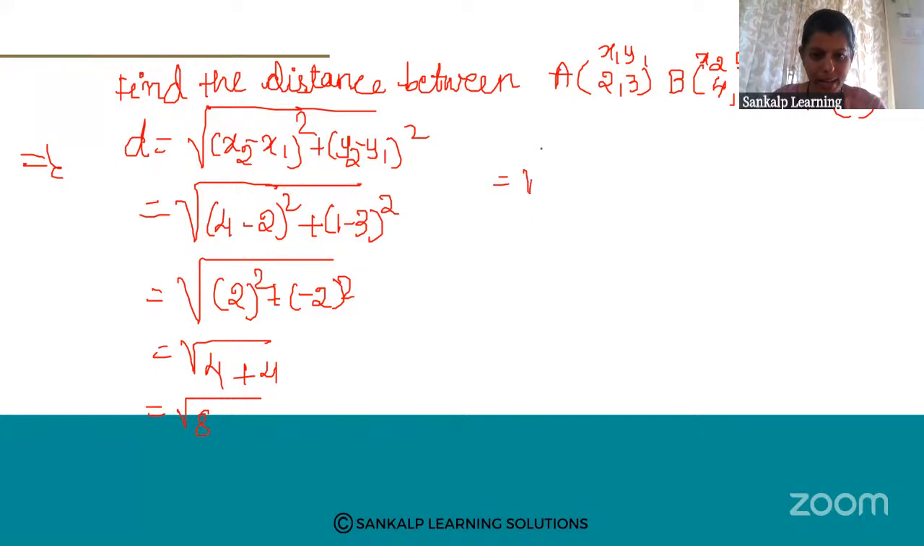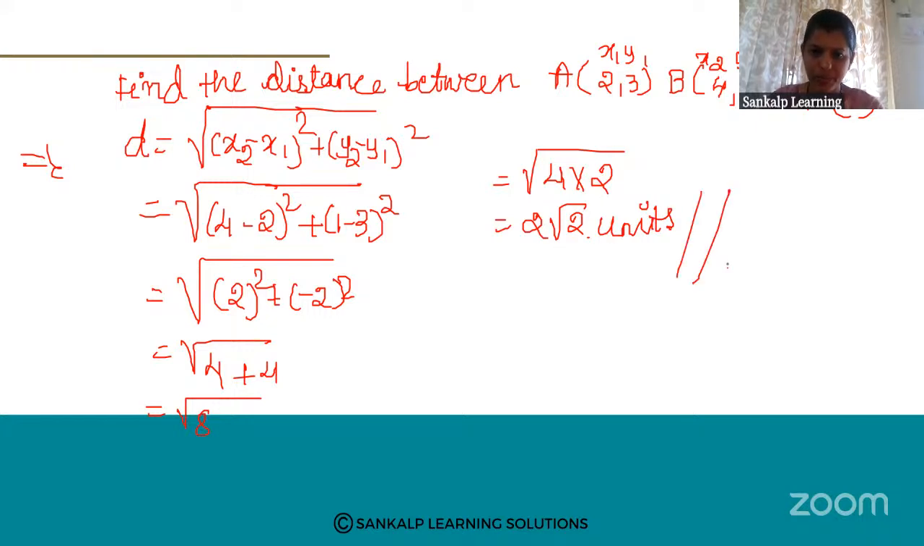8 can be written as 4 into 2. Yes or no? 4 into 2. Why? Because 4 is a perfect square number. So if we take the square root of 4, then it is 2 into root 2 units. So this is the final answer: 2 into root 2 units. Okay, so this question can be asked for 1 mark. Very basic question, very simple question. Here we used the distance formula.